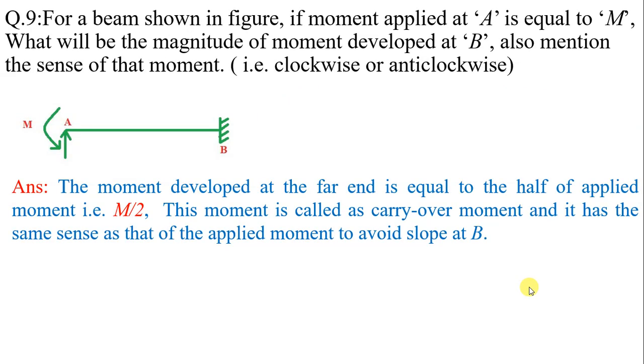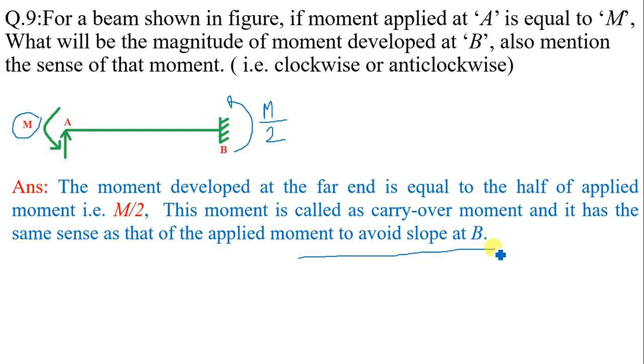Question number 9. For a beam shown in figure, if moment applied at A is equal to M, what will be the magnitude of moment developed at B, far end B? Also mention the sense of that moment, that is clockwise or anti-clockwise. So this is a simple case of carryover moment. We know when a moment M is applied at the simply supported end of a beam, then at the far end the moment developed will be equal to M by 2. This is called carryover moment.